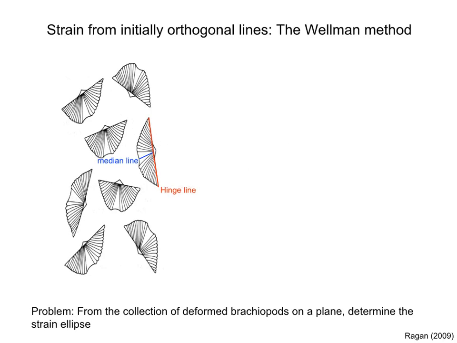Fossils often have planes of symmetry or known angular relationships which are constant in individuals of a given species. Brachiopods, for example, have a hinge line and a median line, which are orthogonal before deformation. We can use a collection of deformed brachiopods to determine the strain ellipse. This method is known as the Wellman method.